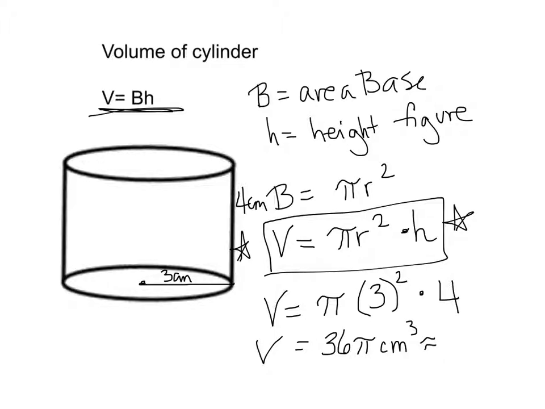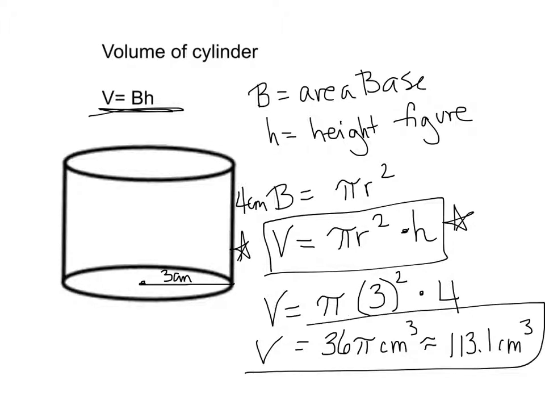And if you solve that out, you'll get about 113.1 centimeters cubed. Either way, this is your answer right here. So for volume of the cylinder, you're going to do the same thing as you did for volume of prisms, just area of the base times the height.